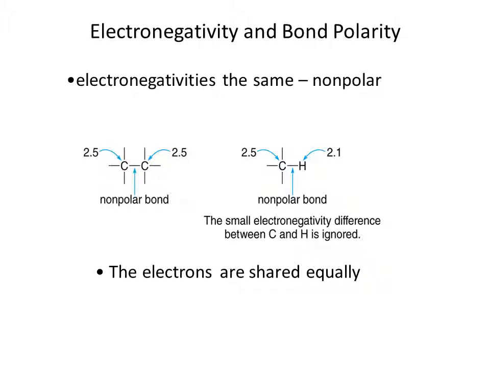It's a pretty small difference between carbon and hydrogen, and usually when we're in a molecule that has carbon-hydrogen bonds, that carbon is tetrahedral and the symmetry of the molecule cancels out any electronegativity difference that there is. So for the most part, we just say carbon-hydrogen bonds are nonpolar. The electrons are considered to be shared equally in a nonpolar bond.